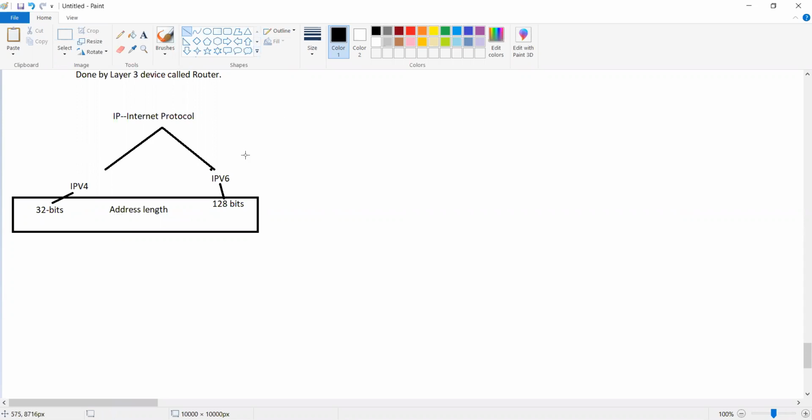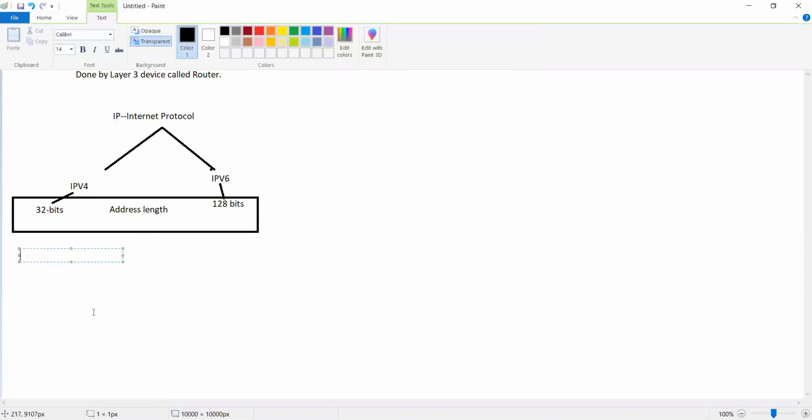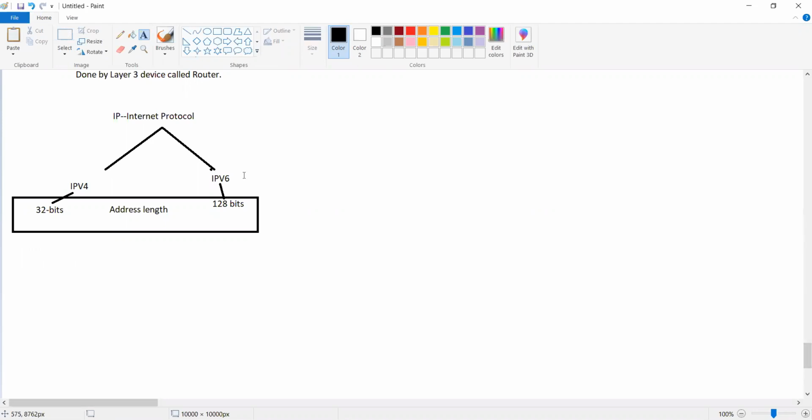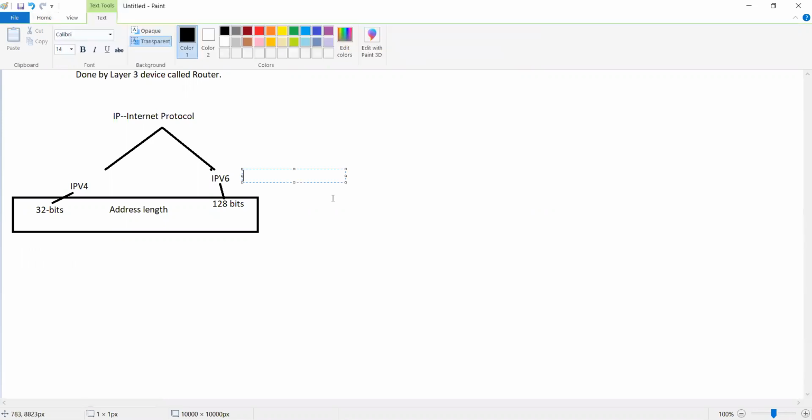Now, IPv6 address is separated by colons into fields, whereas IPv4 address is separated by dots.